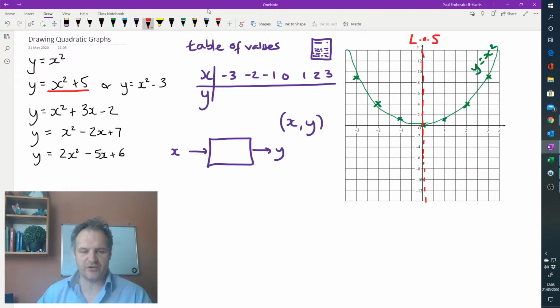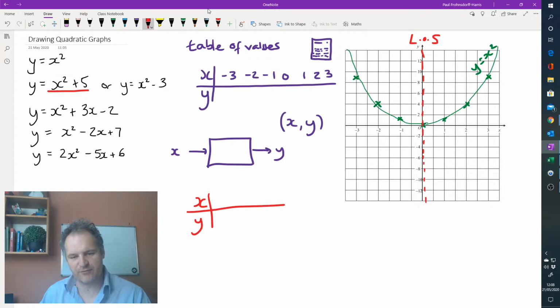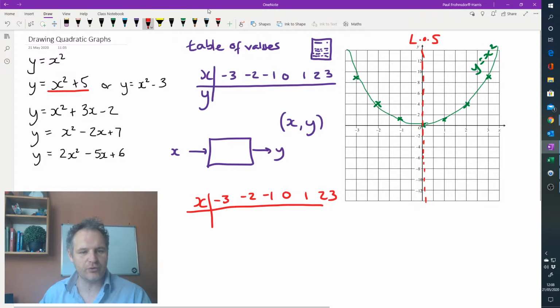There are 2 ways I can do this. If you like to do it the long way, and that's absolutely fine, because this one will probably make you more likely to get it right, you can write it all out, minus 1, 0, 1, 2, 3, but instead of writing y, you can break it into x squared and plus 5.